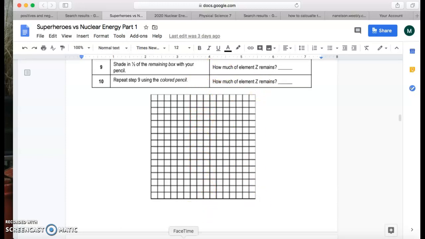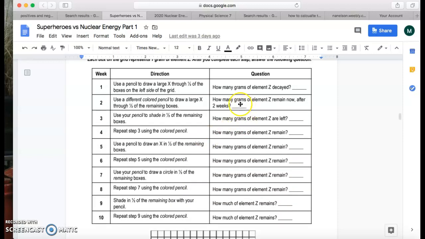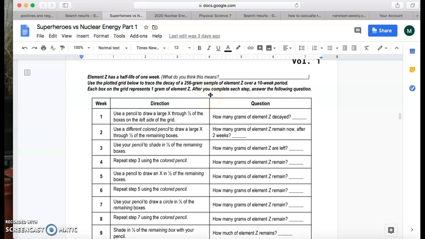That's what you're doing each time it tells you, out of the remaining boxes. Whatever ones you haven't crossed off, that's the one you're going to continue working with. Now, how many grams of the element decayed? If you look up here in the instructions, it clearly tells you that we start with 256 grams. If we cut half of that, how much would you have left? We would do 256 divided by 2. So after one half-life, because we cut it in half, we'd only have 128 grams.